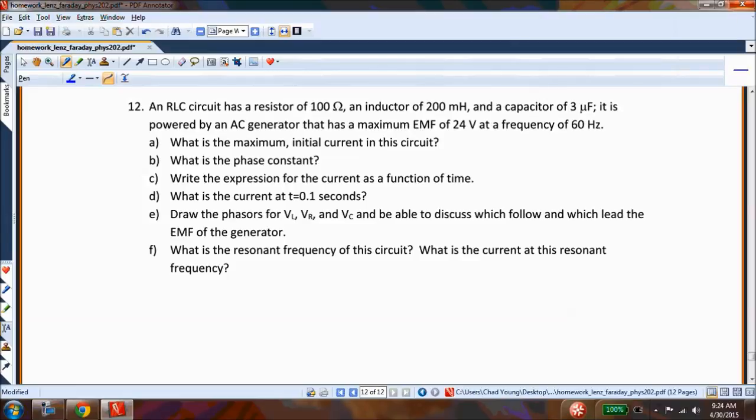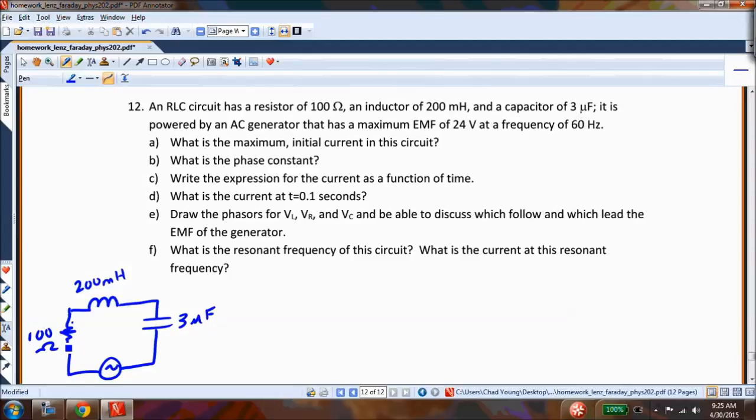Okay, this is question number 12. Lots of different parts to this question. First, I have an RLC circuit. It has a resistor of 100 ohms. It has an inductor of 200 millihenries. And a capacitor of 3 microfarads. And this is all driven as a forced oscillation, a forced circuit with an AC generator that operates at 24 volts at 60 hertz. That has a maximum EMF of 24 volts at 60 hertz.